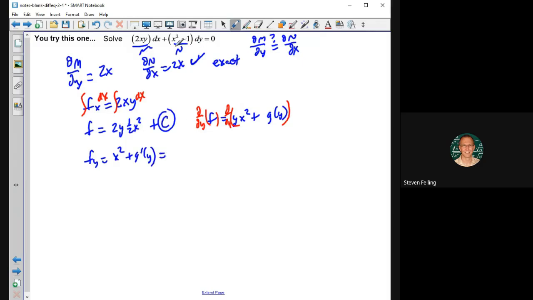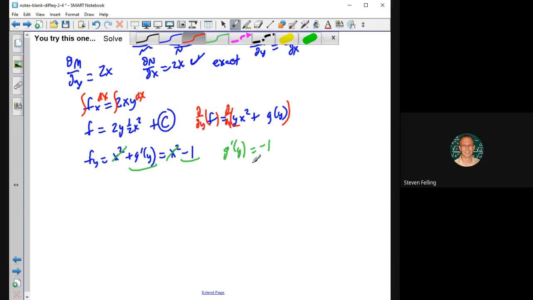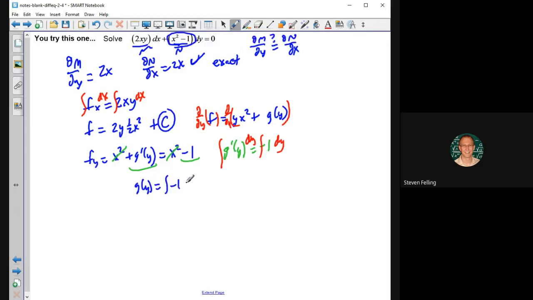And we're going to force that now to be equal to the y component of this differential equation. So as I'm matching these terms, it looks like this and this cancel. So what's left for g prime is that g prime of y has to equal -1. Okay, so to find g, we're going to take the antiderivative with respect to y of both sides. And that will give me what g is. G of y is the antiderivative of -1 dy, so that's going to be -y.